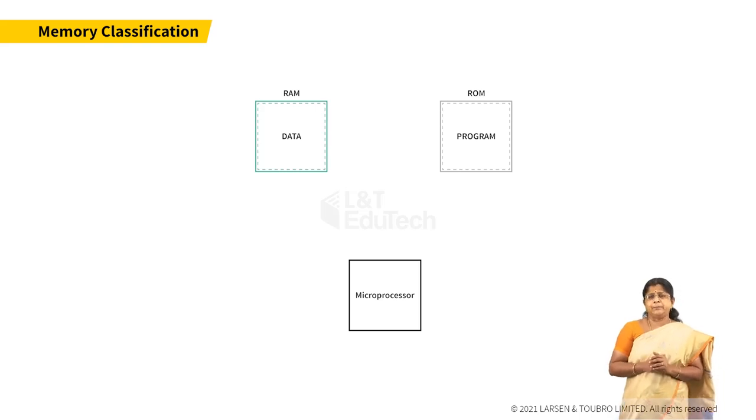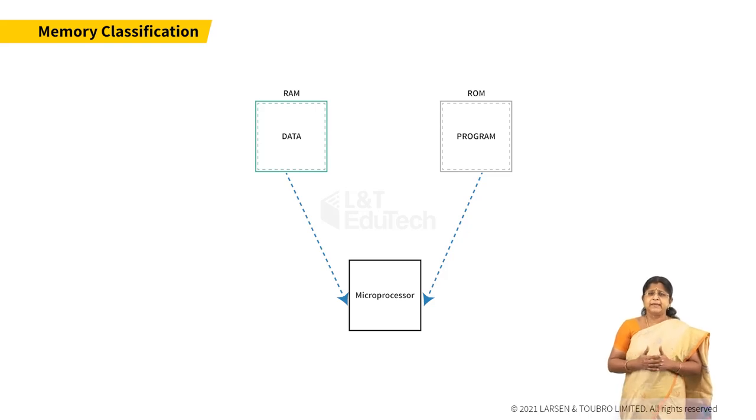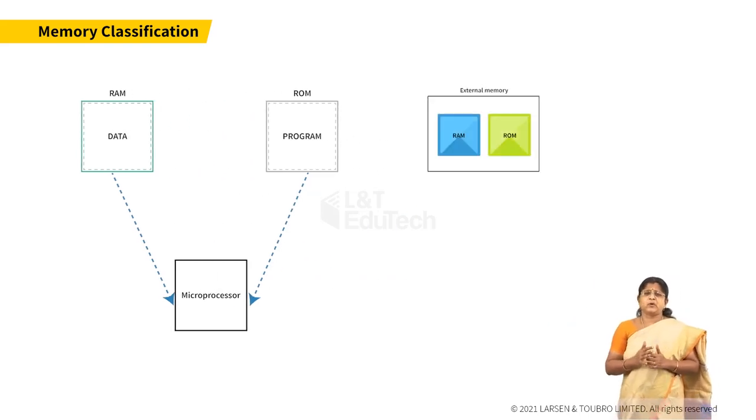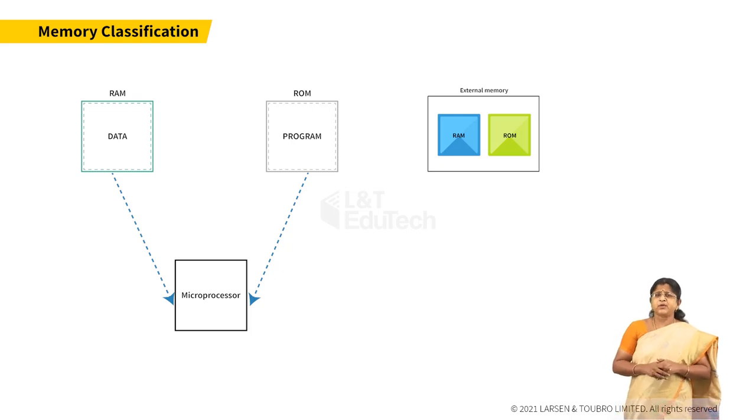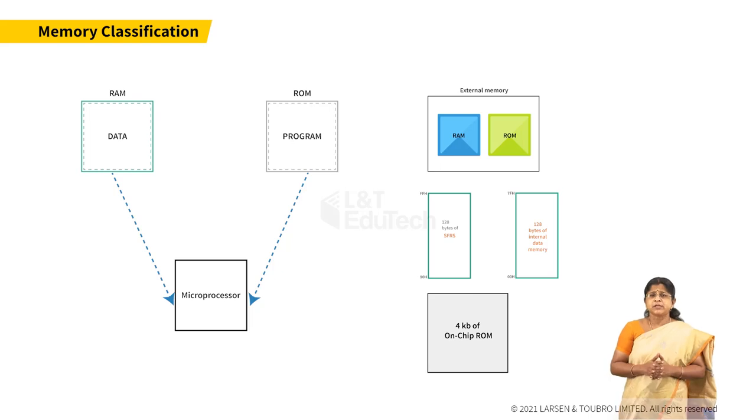Talking about the model of memory, 8051 has Harvard architecture, which means the program and data memory are available separately. On-chip memory is available to hold the program and data and is helpful for quick execution. Based on the need, we can connect external memory also. Specifically in 8051, there are 128 bytes of on-chip RAM, which is used as data memory. There are another 128 bytes of special function registers. Then 4 kilobytes of on-chip ROM, which is helpful for program storage, otherwise called program memory.